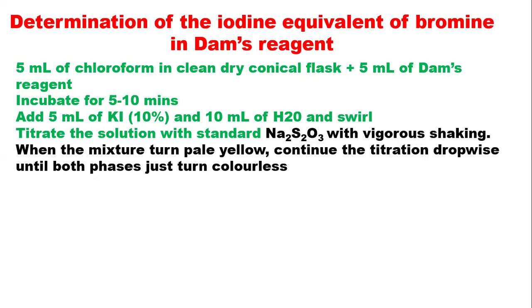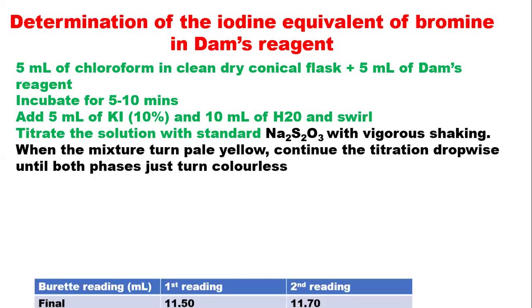After that, you titrate the solution with standard sodium thiosulfate, and this titration is carried out with vigorous shaking to ensure that the 2 layers that are forming are mixing. When the mixture turns pale yellow, you continue the titration dropwise until both phases turn colorless. That is the end point of your titration. You should take note of the number of mls of standard sodium thiosulfate you use in order to calculate the titre value. So here we have an example.